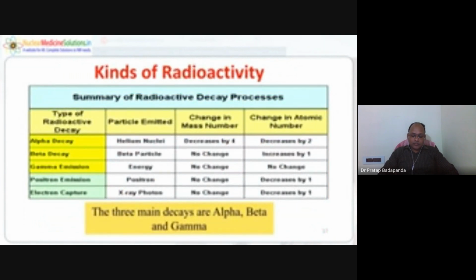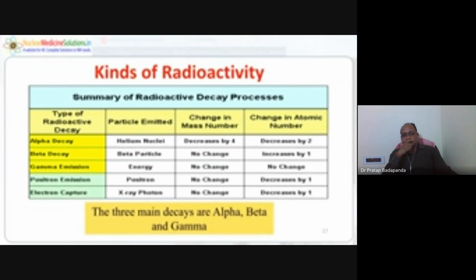Now, a few slides back, we talked about the kinds of radioactivity. In the summary of radioactive decay, we talk about alpha, beta, gamma. But apart from that, there are two different kinds of emissions called positron emission and electron capture. When we talk about alpha particle, as I was discussing, the particle emitted is a helium nucleus. What happens to the mass number? The mass number decreases by 4 and the atomic number by 2.